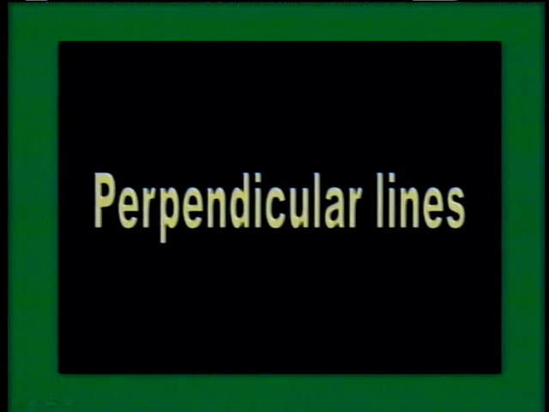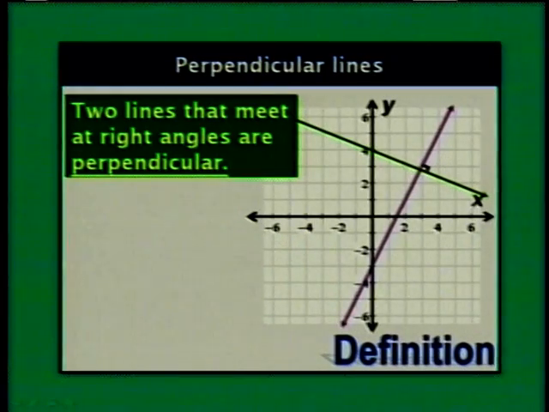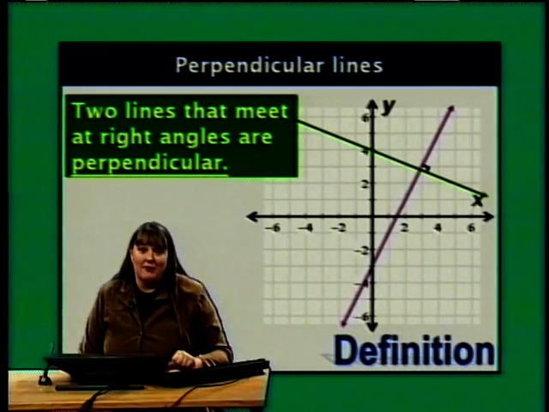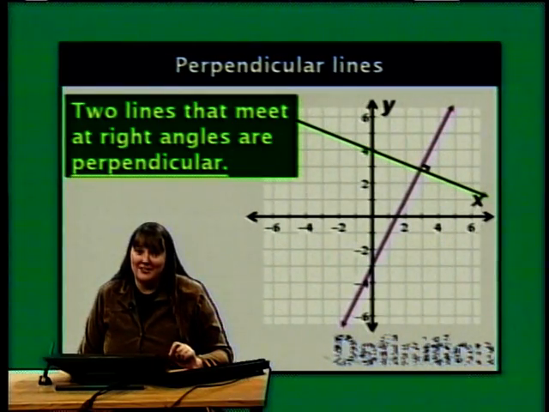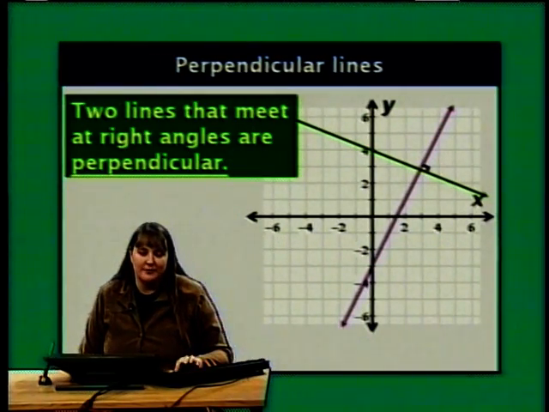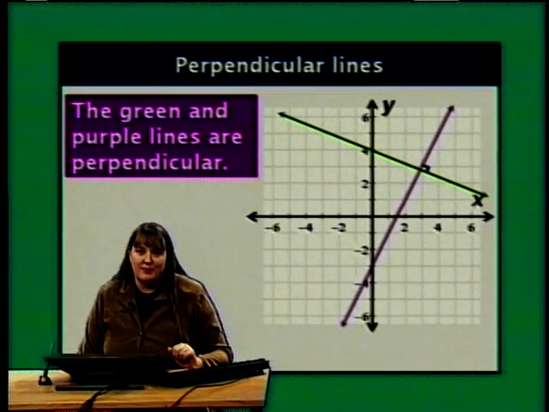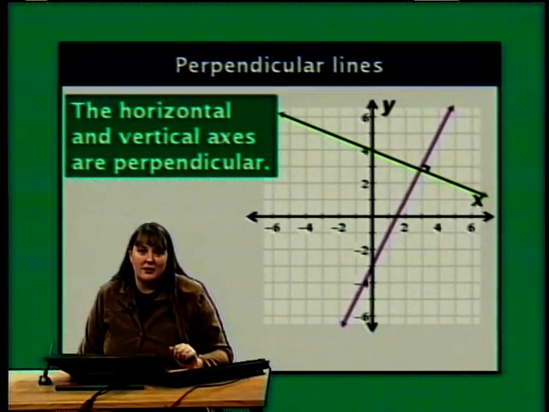So let's start with perpendicular lines. Two lines that meet at a right angle, provided the scales are the same, are called perpendicular. In this diagram, the green and purple lines are perpendicular. The horizontal and vertical axes are also perpendicular.